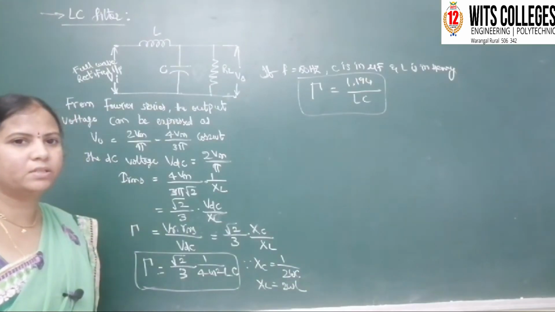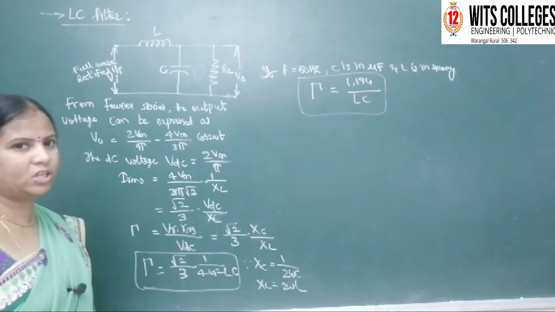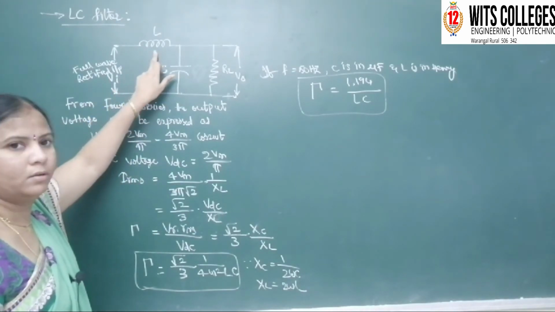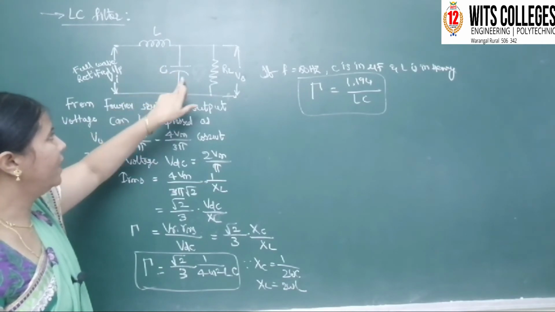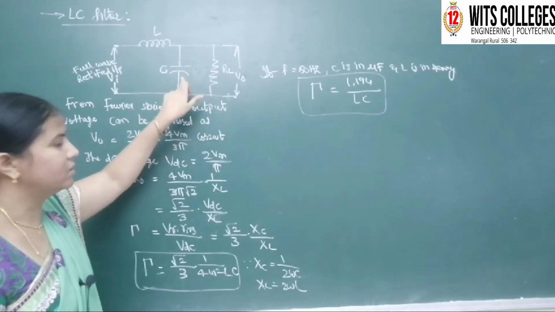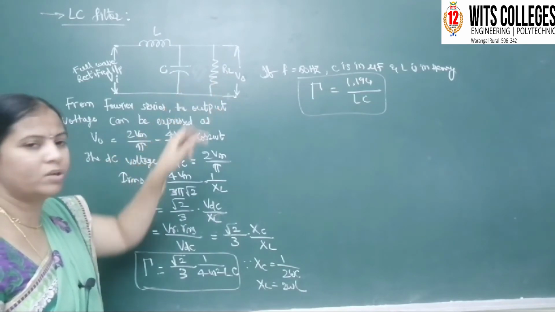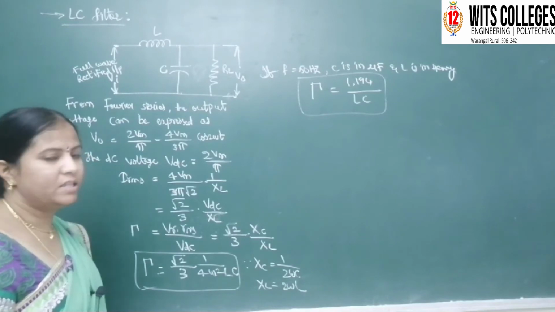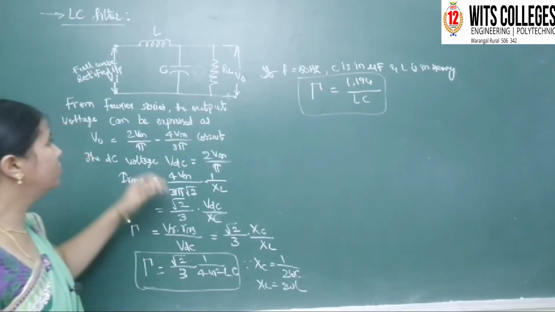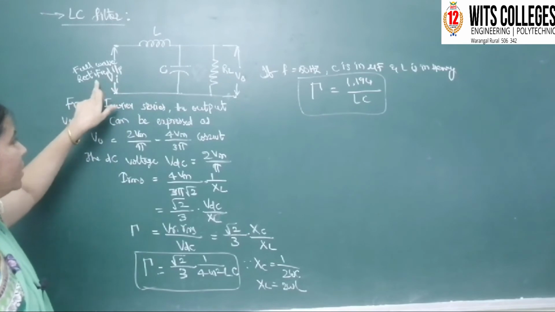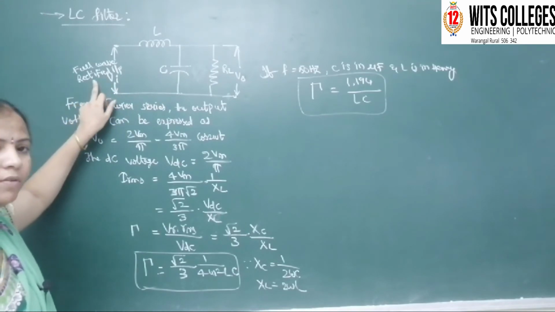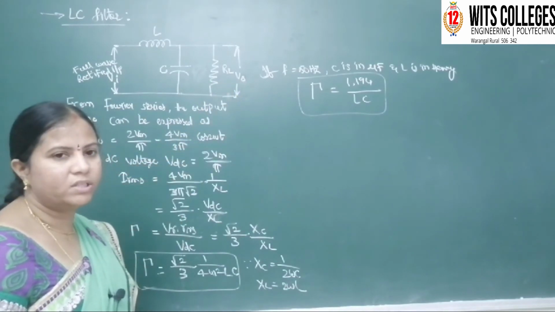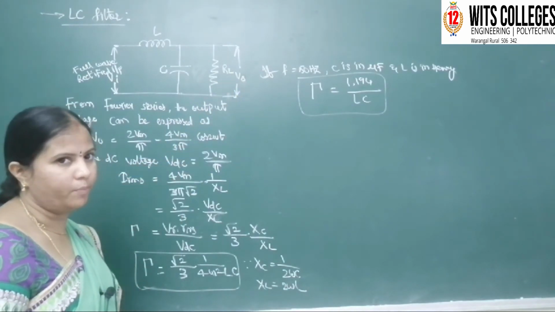The next topic is the LC filter or L section filter. Here we are connecting an inductor L, and the capacitor and RL are shunt. That means the capacitor and load resistor RL are connected in parallel to each other. So this is the LC filter or L section filter. The input voltage is the full wave rectifier output. At the load resistor RL we get the output voltage, which is approximately a pure DC waveform.